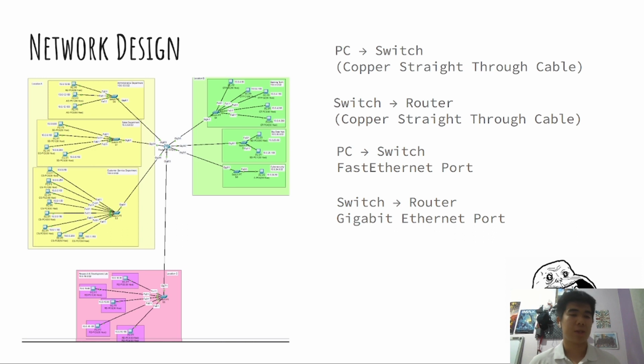The following is our network design, where the yellow area is location A, the green area is location B, and the pink area is location C. For this network design, we connect all location switches to the single router to allow communication between end devices. For the media, we use copper straight-through cable to connect PC to switch and also switch to router. We use the Fast Ethernet interface to connect between switch and PC, and we use Gigabit Ethernet interface to connect between switch and router.